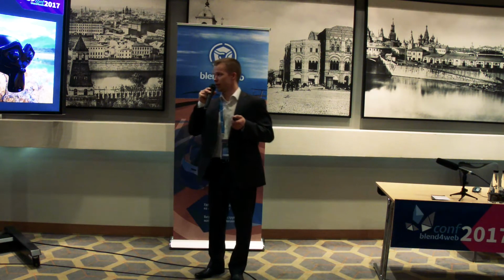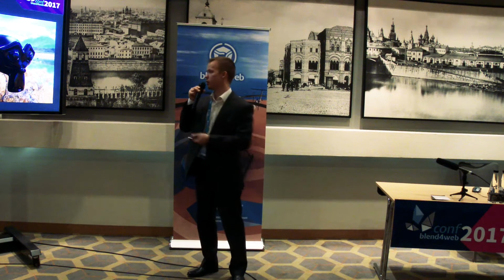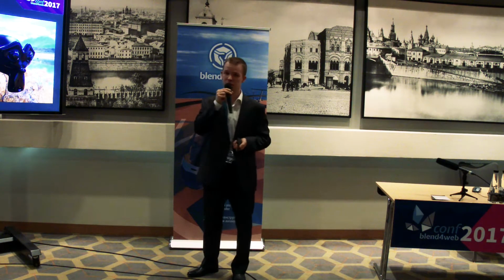So this kind of trick is arguable, because maybe some of our artists will blame me for this use case. But anyway, you can combine Cycles and the Blender Internal nodes together and get something like this. We're using Fresnel node and environment texture from Cycles with reflection output inside the Blender material. So we can get something like PBR in Blender Internal as well. So this is Fresnel node used with Blender Internal. That's possible, and you can combine nodes in any way you want.